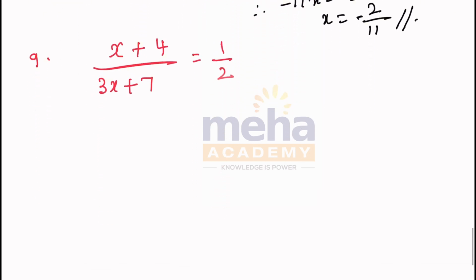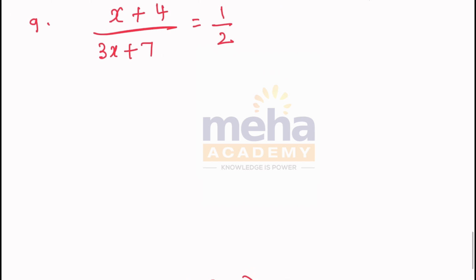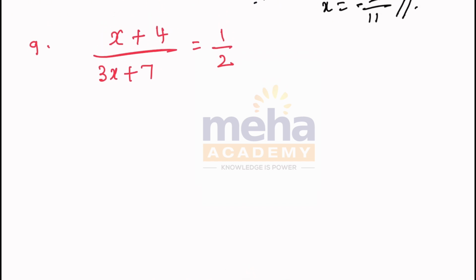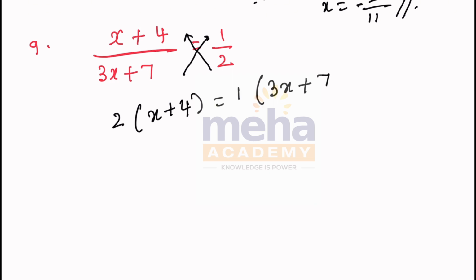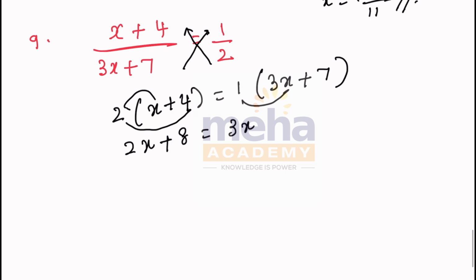It says x plus 4 over 3x plus 7 is equal to 1 over 2. So the same pattern. So here directly I can cross multiply. So 2 into x plus 4 is equal to 1 into 3x plus 7. 2x, I remove the brackets using the distributive property. 2 into x is 2x plus 2 into 4 is 8 is equal to 1 into 3x is 3x, plus 1 into 7 is 7.